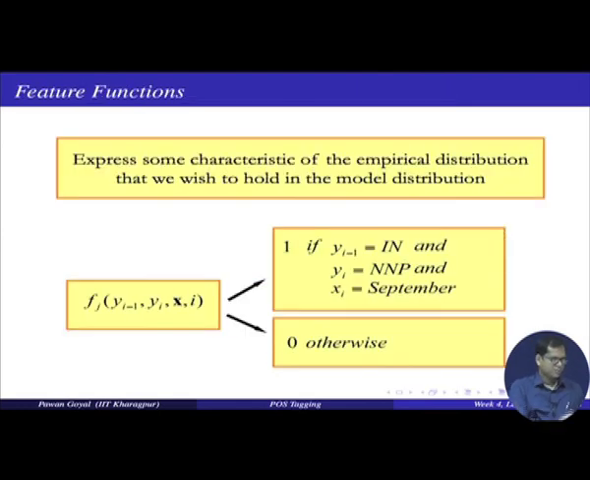And you can use the same sort of features. This is what we had discussed in the maximum entropy model also. So I have a feature that is 1 if the previous tag is IN, the current tag is NNP, and the current word is September, and 0 otherwise. So you see they are very similar sort of functions to what we use in maxent. So they are the same as maxent in that sense, but how are they different?